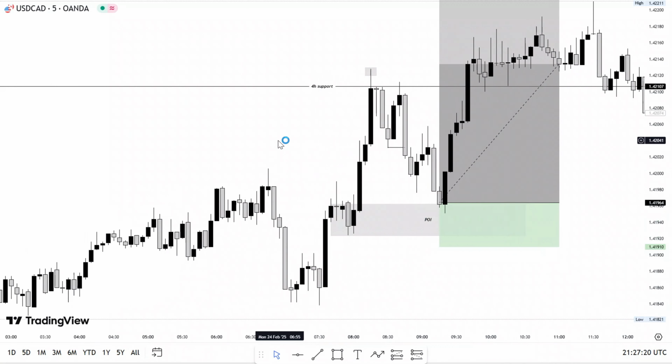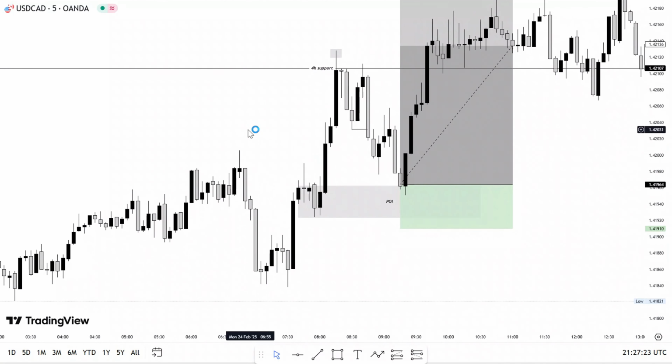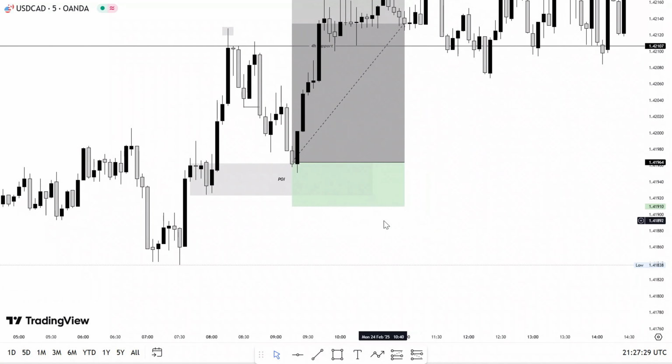Now, in order for you to at least get most of it correct most of the time, you need to trade with the market trend. If the market is selling, you need to be selling with the market. If the market is buying, you need to be buying with the market rather.